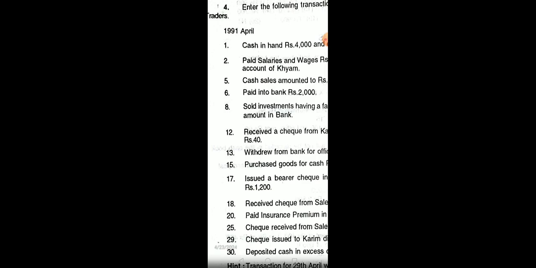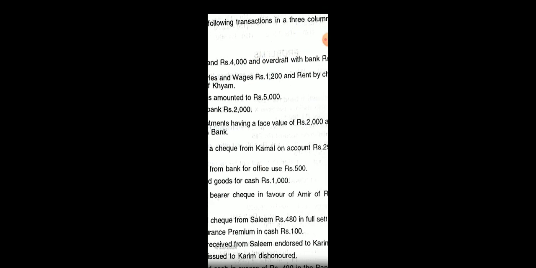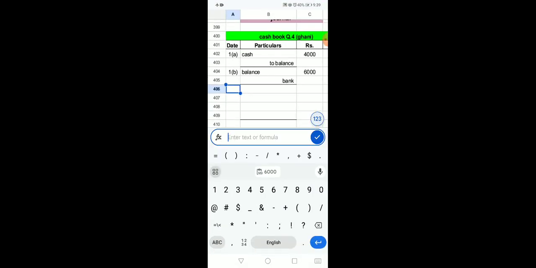One is completed, so we are going to do our second entry. What is the second entry saying? Paid salaries and wages 1200 and rent by check 400. Okay, there are two parts of this entry again. So what we will do, we can divide it into two parts. The first entry we may call 2A, and then we will see what the second entry is saying.